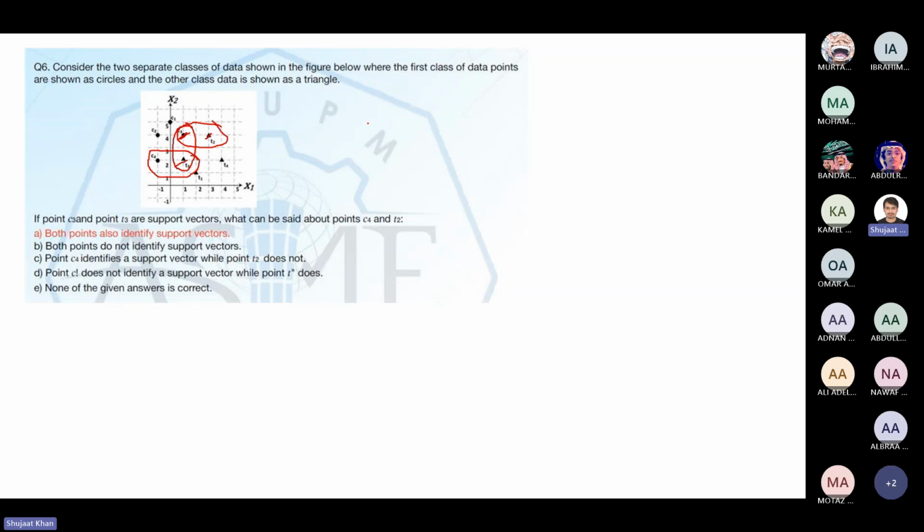So the margin will only change when you remove them together. Like if I remove T2 and T3, then the margin will increase. If I just remove T2 or T3, the margin will not change. The same can be said for C3 and C4. You can see visually.